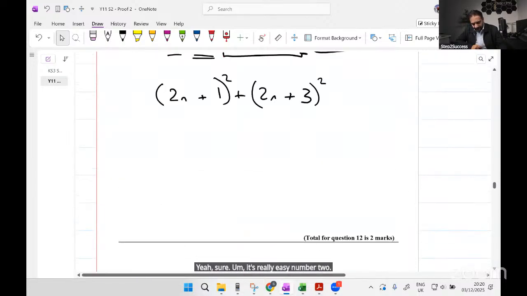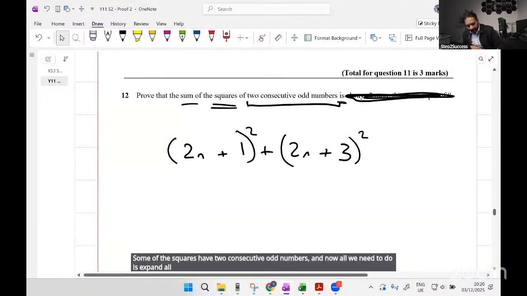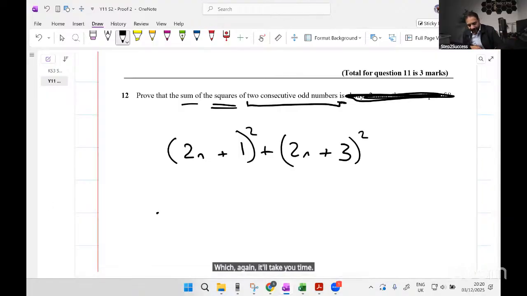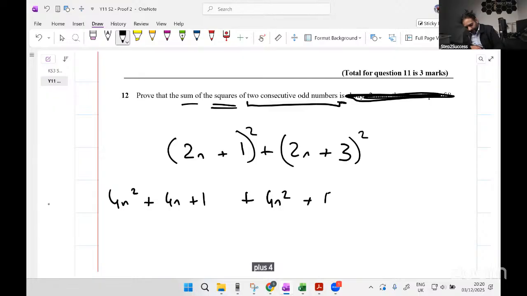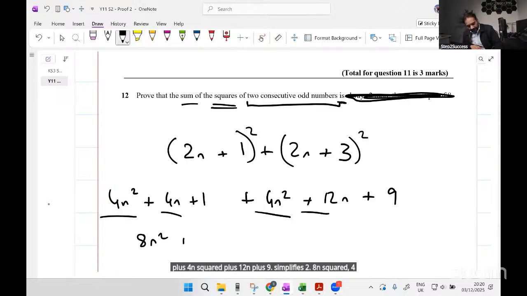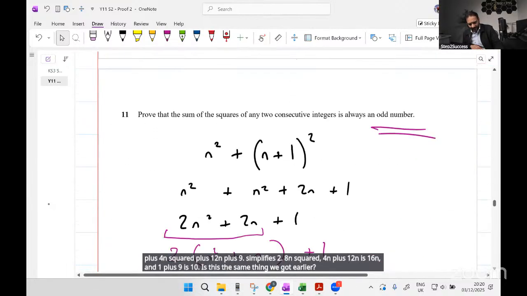I shall do it. Sum of the squares of two consecutive odd numbers. And now all we need to do is expand all of this and simplify it, which again, it'll take you time, but I'll just do it quickly. Make sure you do it accurately and get the right answer. So 4n squared plus 4n plus 1 plus 4n squared plus 12n plus 9. Simplifies to 8n squared, 4n plus 12n is 16n, and 1 plus 9 is 10. Is this the same thing we got earlier? Very similar, isn't it? 8 times 12, yeah, okay, fine.